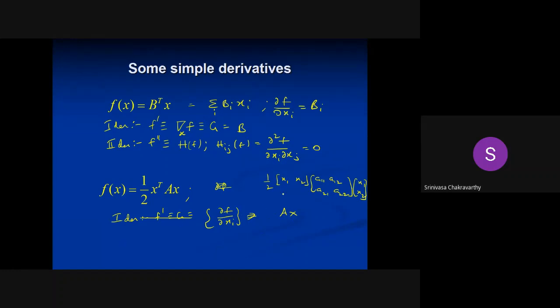And similarly, if you take this expression and differentiate to find the second derivative, the h of ij term will be dou square f by dou xi dou xj. In this case it is a very simple expression, which is nothing but aij. So A itself is the Hessian. That is the thing about this expression.